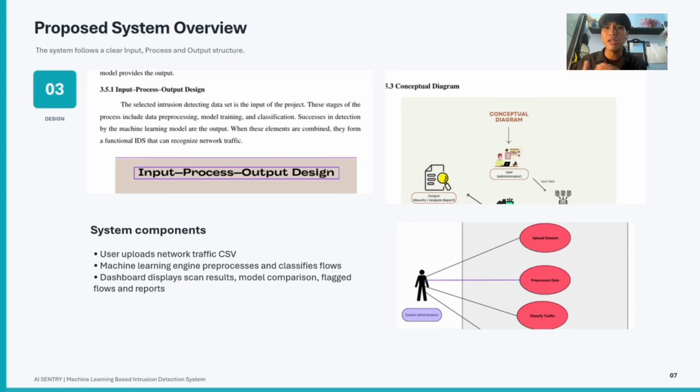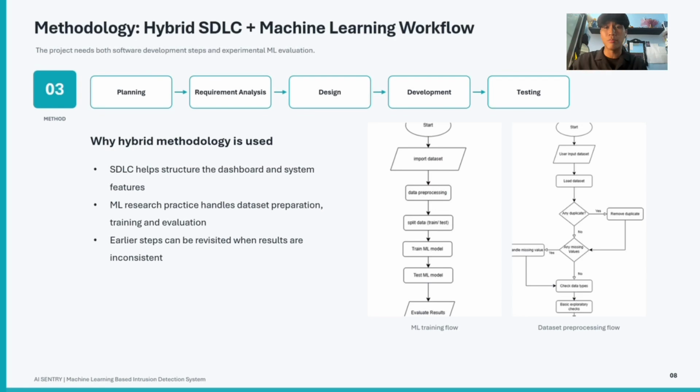Each model predicts whether the network flow is normal or malicious. These predictions are combined using consensus voting. For the output, the dashboard displays the final scan verdict, attack rate, confidence, model comparison, threat level, and a list of suspicious traffic flows. The main system components are the user dataset, machine learning engine, trained model dataset, and the dashboard interface. And now we go to the methodology.